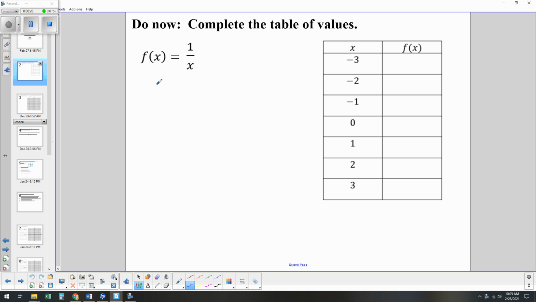So go ahead and complete the table of values by plugging in -3 for x for each one. All right, I'm going to pause it and let you do that.